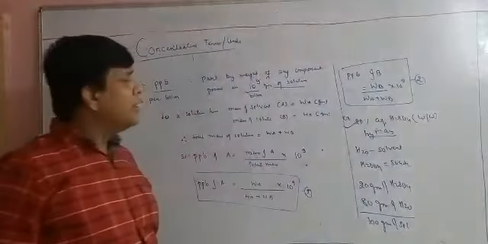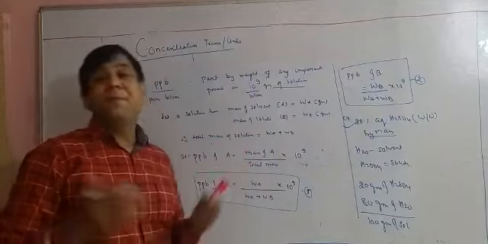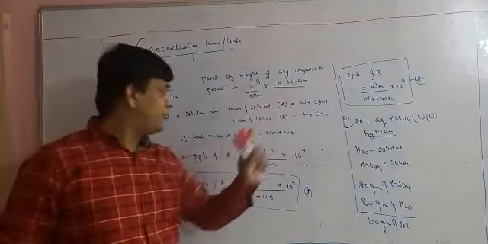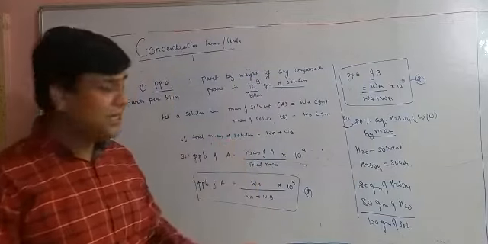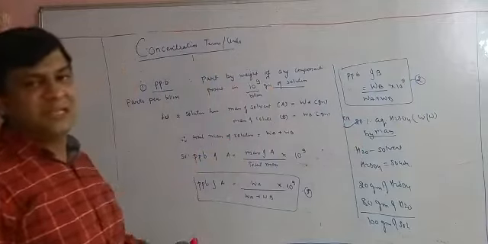So students, see, these three formulas are the same. Mass percent is multiplied by 100. ppm is multiplied by 10 raised to power 6. ppb is multiplied by 10 raised to power 9. So these are the three basic concentration units.